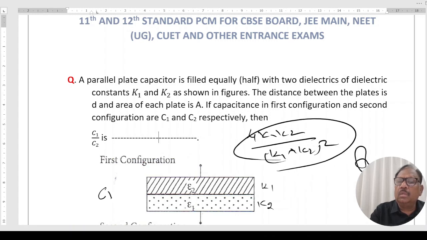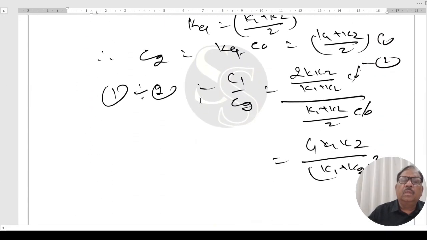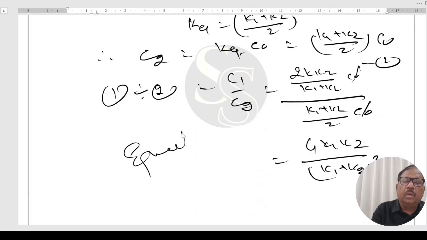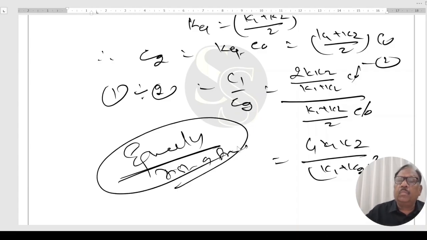This is the answer. This harmonic mean, arithmetic mean concept applies when equally divided. Equally word is very important. When distances are divided equally or area is divided equally, then these formulas are applicable. Right? Next question.